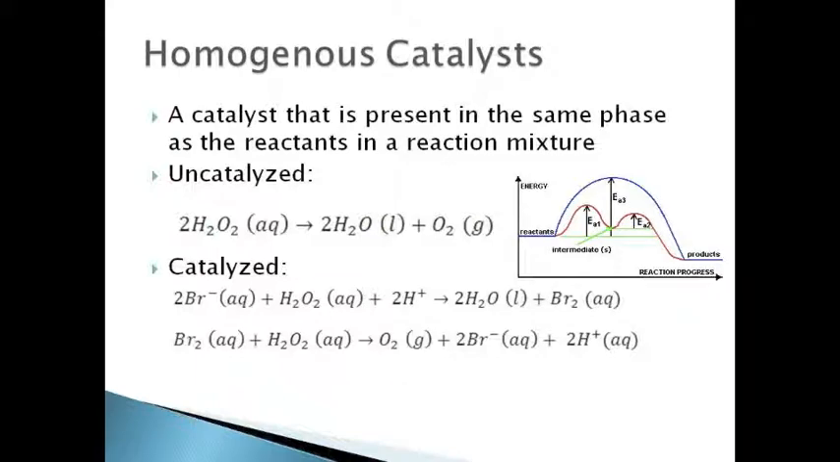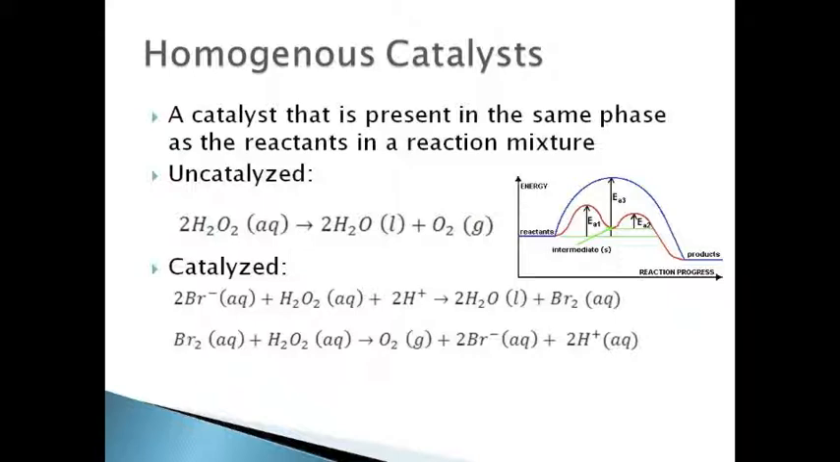The first type of catalyst is called the homogeneous catalyst, which is a catalyst that is present in the same phase as the reactants in a reaction mixture. So we look at the overall equation. Hydrogen peroxide decomposes into water and oxygen gas. Then we can look at the graph and see that it's plotting energy with respect to reaction progress.